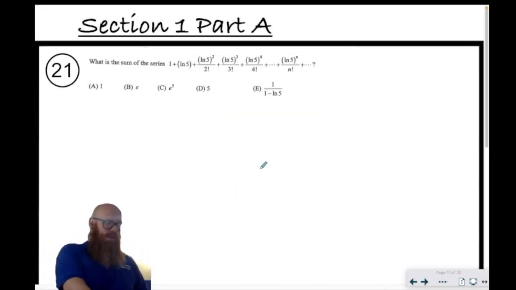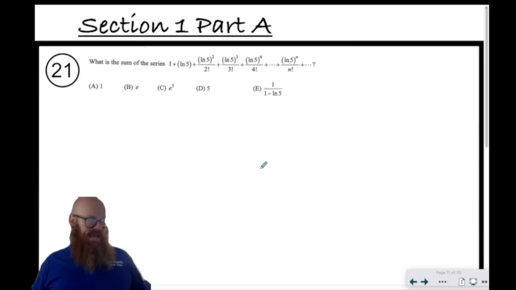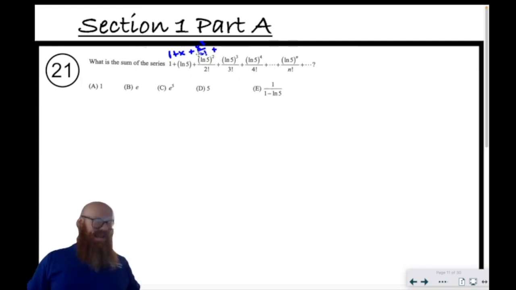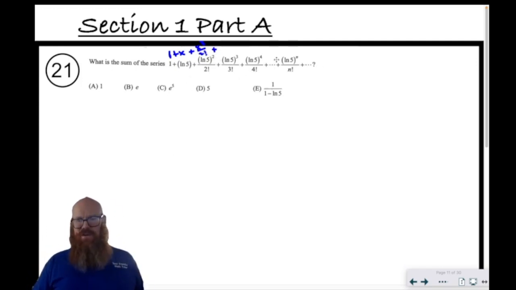All right, 21. What is the sum of the series? This should look familiar. This is like 1 plus x plus x squared over 2 factorial, and so on. That is e to the x. All right, so this infinite series is e to the x, but we're replacing x with ln 5, and we should know that e to the ln of 5 is 5.